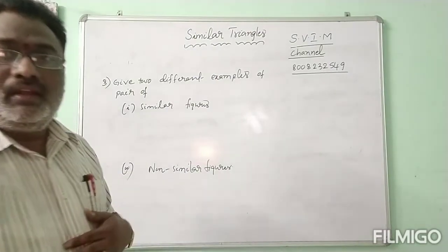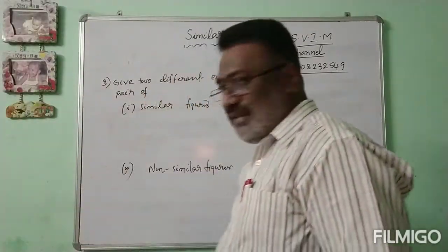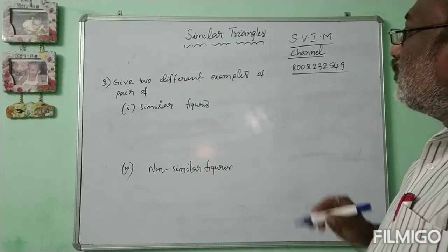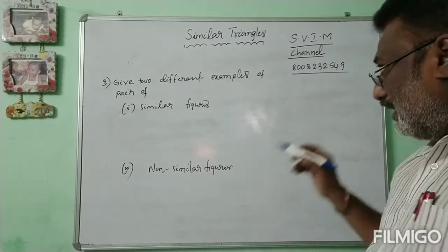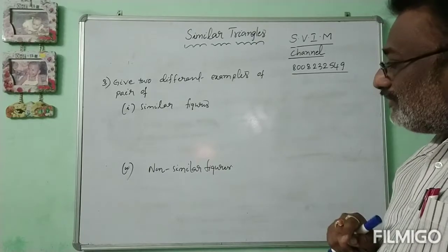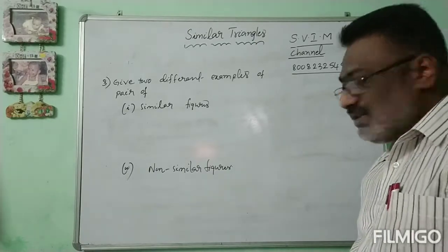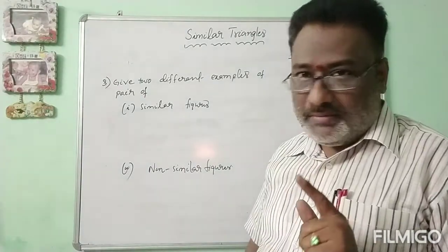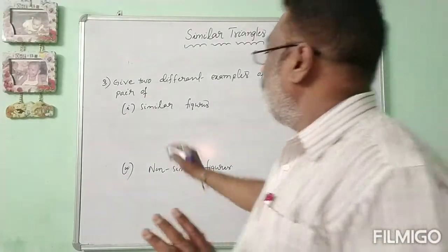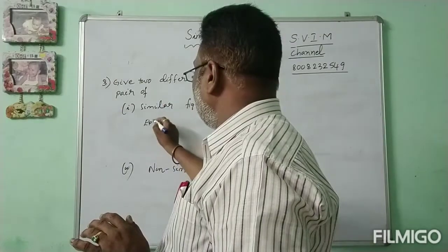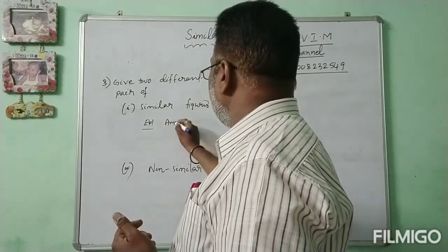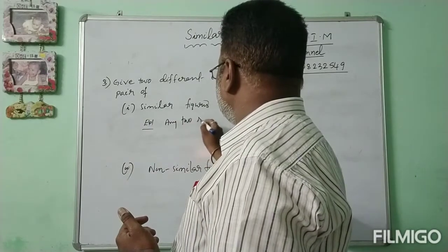Yes. Now come to the third problem in these problems. This third problem is: give two different examples for a pair of similar figures and a pair of non-similar figures. So we have to take two pairs of examples of similar figures. First example, any two squares you can take.